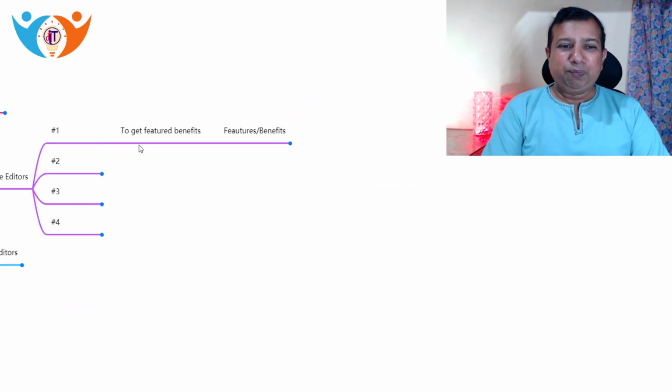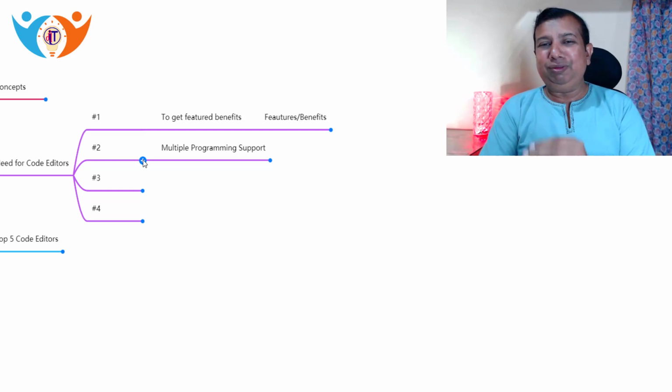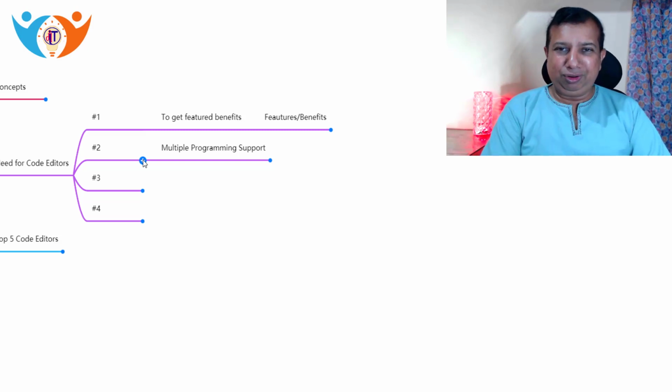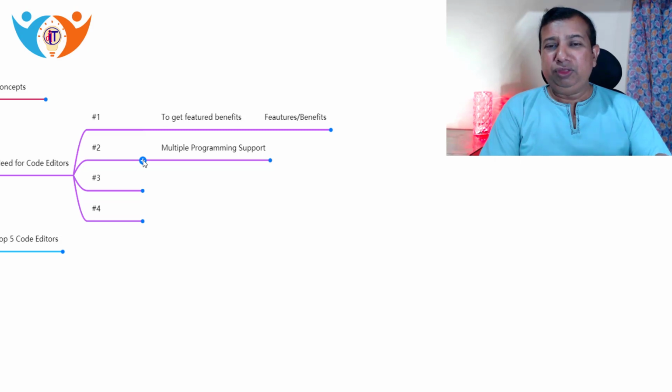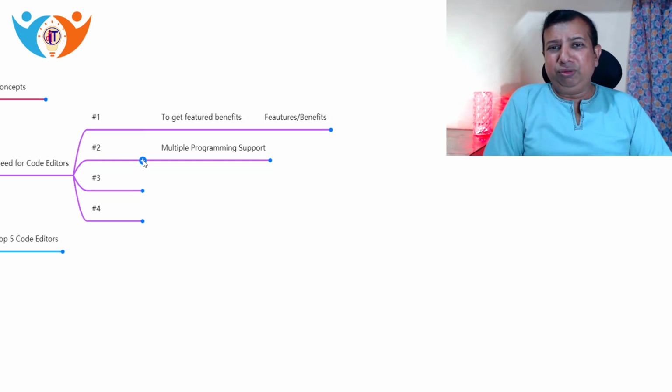Apart from this, there are 3 more reasons why we have to use code editors. The second one is multiple programming language support. Now, most of the code editors support multiple programming languages. For example, Visual Code supports C, C++ programming, as well as Python and PHP, and we can write different kinds of programming languages inside it.